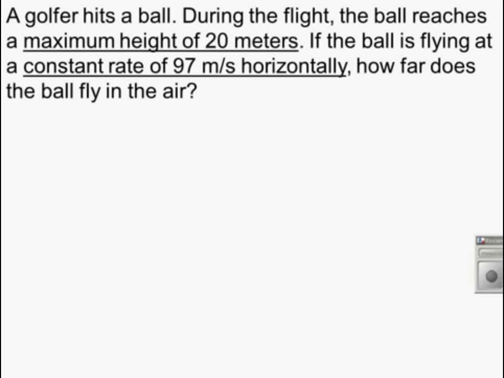So let's just take a look at an example. If you know the maximum height: a golfer hits a ball during the flight. The ball reaches a maximum height of 20 meters. If the ball is flying at a constant rate of 97 meters per second horizontally, that velocity is to the right, how far does the ball fly?